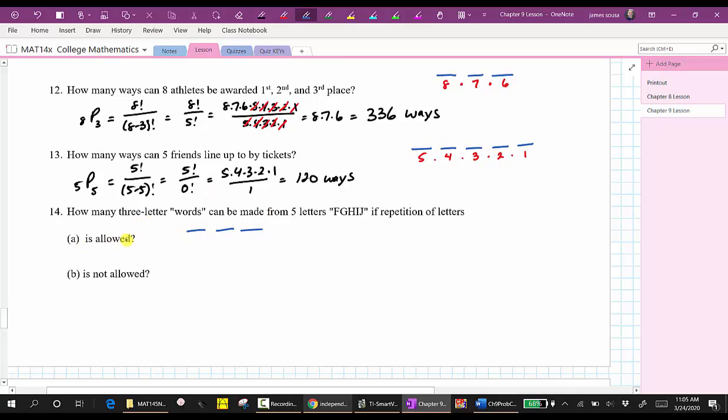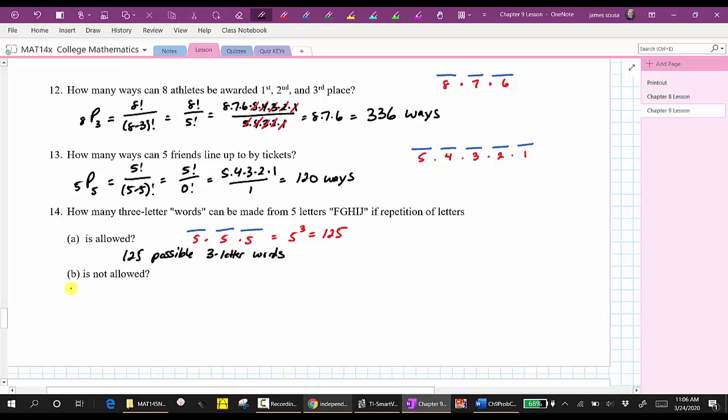Again, repetition is allowed, and there are 5 letters. There are 5 choices for each of the 3 letters. So 5 times 5 times 5 is equal to 5 cubed, which is equal to 125. There would be 125 possible 3-letter words.